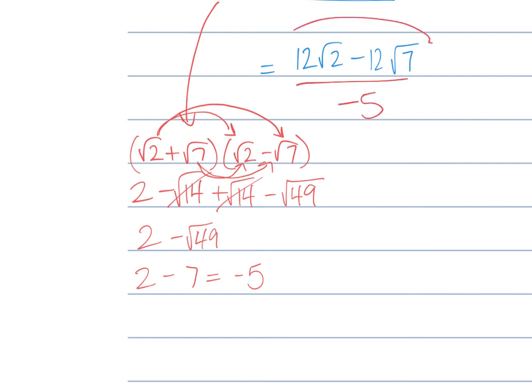Does this simplify further? Why does it not simplify further? Diego? There's no greatest common factor. Correct. There's no greatest common factor between 12 and 5.